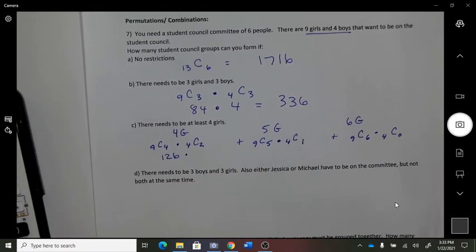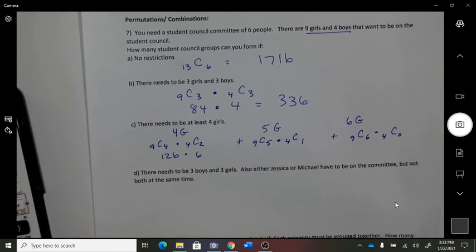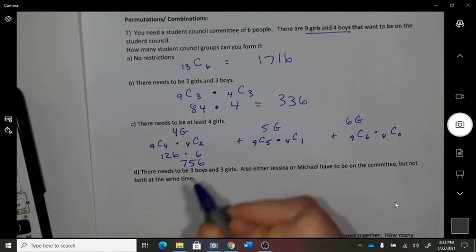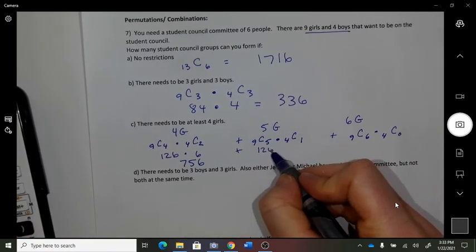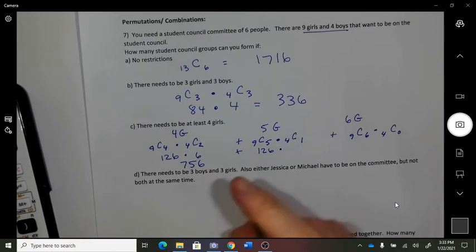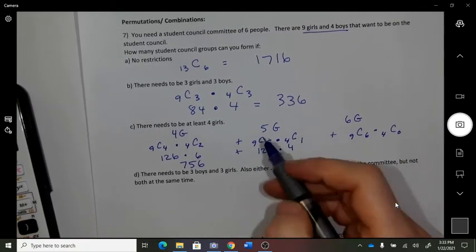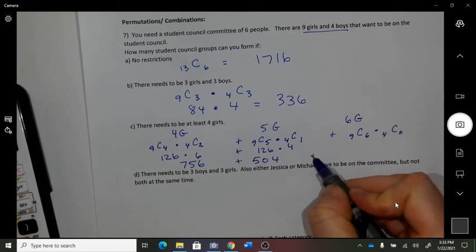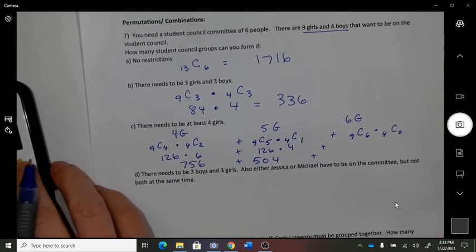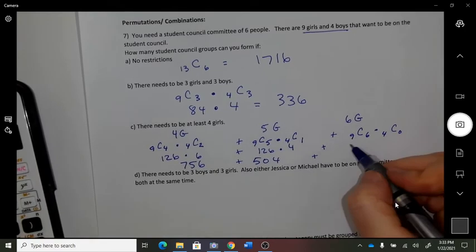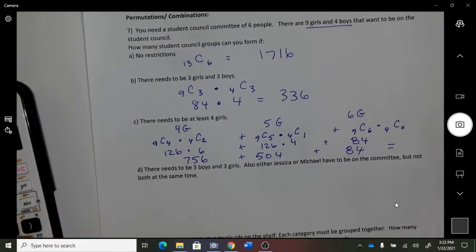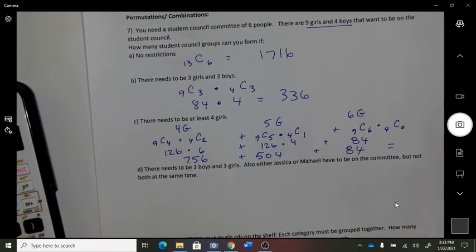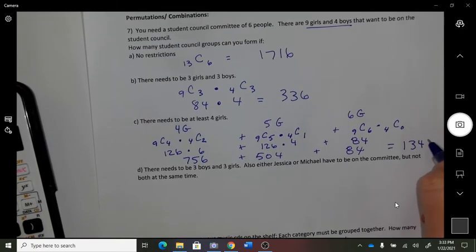Okay, so 9 choose 4, 126 times 6, so that... 9 choose 5, 126 times 4 is 504. Okay, and then 9 choose 6 is 84. So you have to add those all up. 1,344.